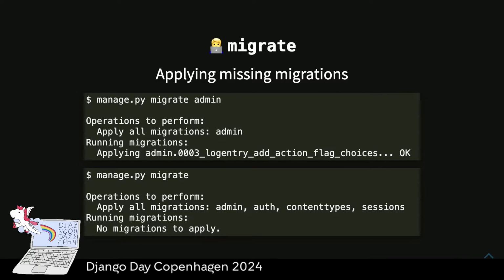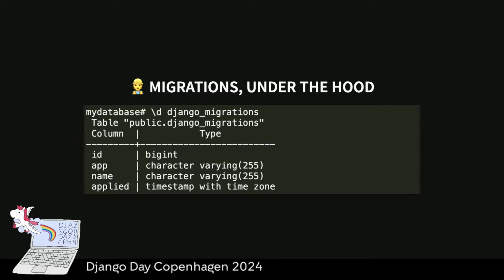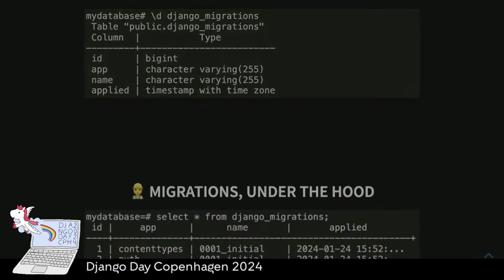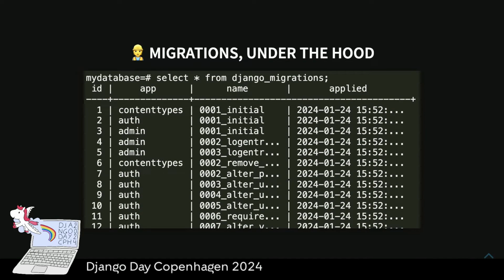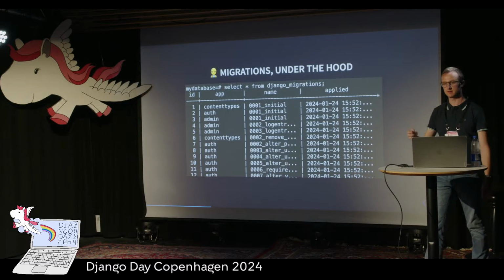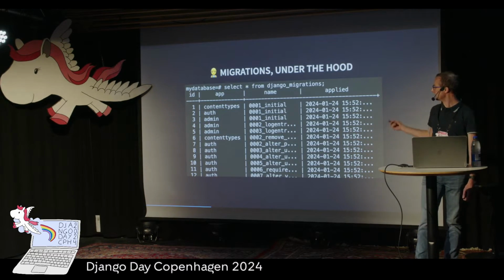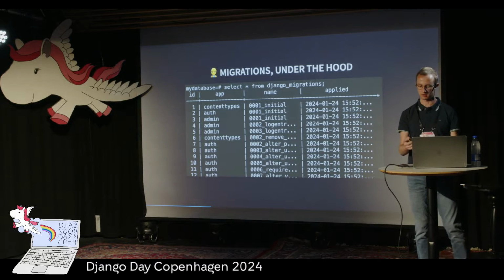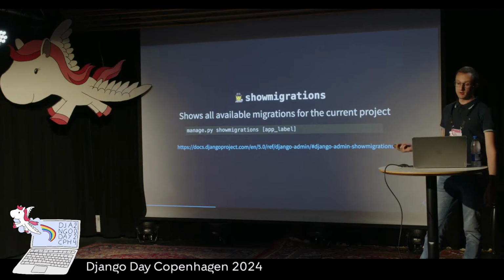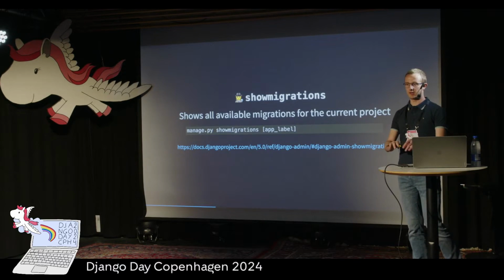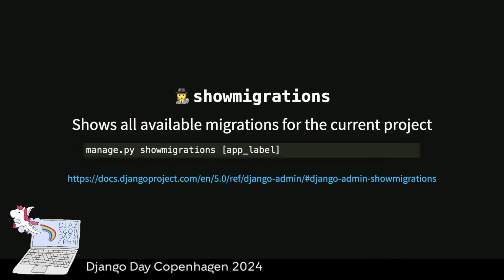But how does this work under the hood? In your database, you will have a django_migrations table containing these fields. And in the table, you may see a list of applications, migration names, and the date time when they've been applied to the database. So you can see at every point in time which migrations have been applied to your database.